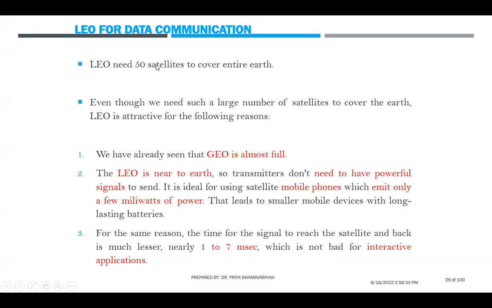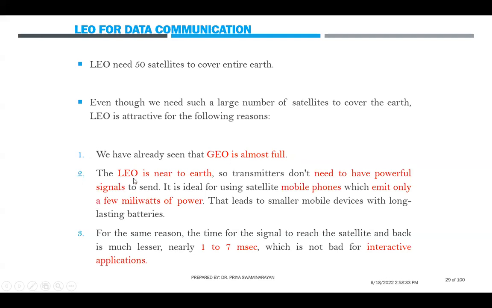Next, the LEO band. So first was GEO, second is the LEO band. Now, as I said, for LEO we need a total of 50 satellites to cover the entire Earth, but in case of GEO, we want only 3 satellites. Still, people prefer LEO. So what are the reasons? Why is LEO attractive? These are a few reasons given here. Number one, GEO is already overcrowded. It's almost full. There is no space for installing new satellites in the GEO orbit.